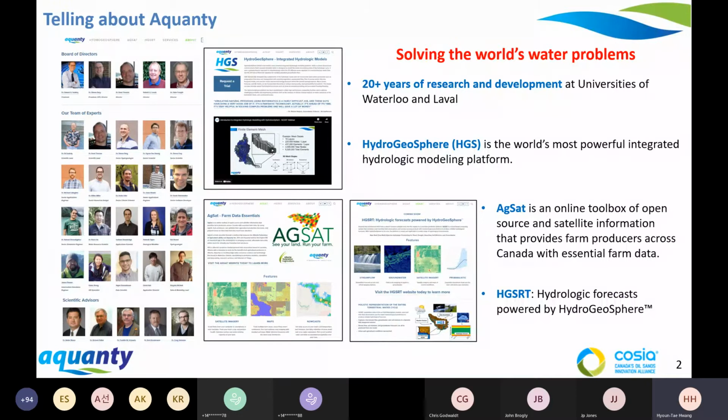HydroGeoSphere is the world's most powerful integrated hydrologic modeling platform. We will look at the details about HydroGeoSphere in the next slides. And XSET is an online platform that can provide farmers with essential farm data, such as satellite images, soil temperature, soil moisture conditions, etc. And HGSRT is a hydrologic forecasting platform that can provide short-term and long-term probabilistic hydrologic conditions, such as flood and drought conditions.